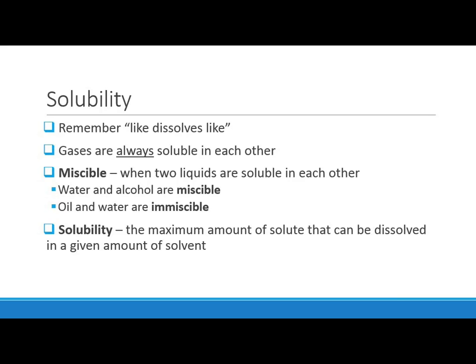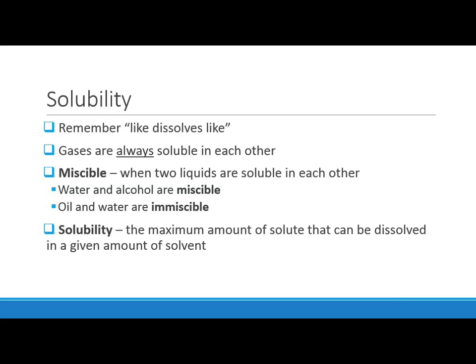Now, gases are always soluble in each other, right? If I have air, I can introduce some extra carbon dioxide into that air by exhaling, and the carbon dioxide mixes in nicely and it dissolves in there. Now, liquids aren't always soluble in each other. When they are soluble, we say that they are miscible. So for instance, alcohol and water, you can mix them in any proportion and they're completely miscible. Whereas oil and water are immiscible, or gasoline and water are immiscible because they don't dissolve in each other.